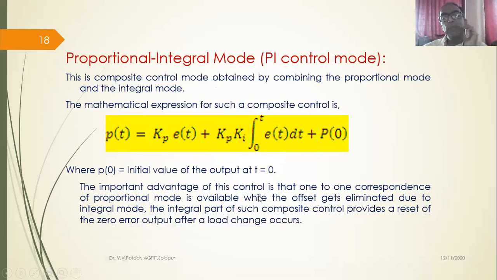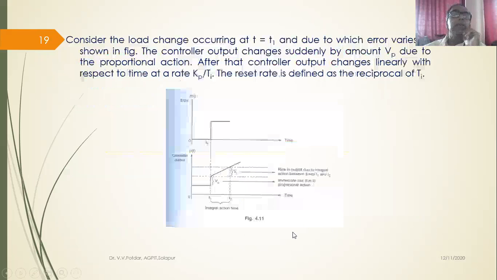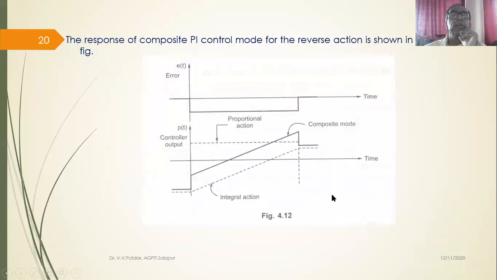The important advantage of this P plus I control mode is that the one-to-one correspondence of proportional mode is available. So both the benefits of proportional control action and integral control action are combined. While the offset error, which was a problem with the proportional controller alone, is also eliminated due to the integral mode. So the integral part of such composite control provides a reset of zero error output after a load change occurs. Okay. This is the explanation for offset error elimination.